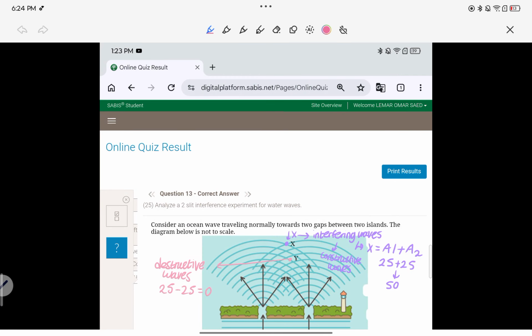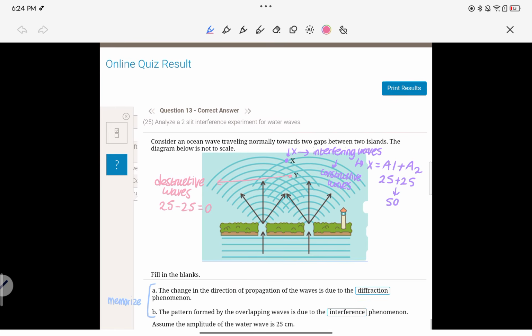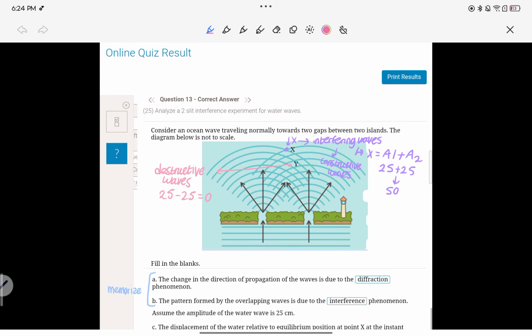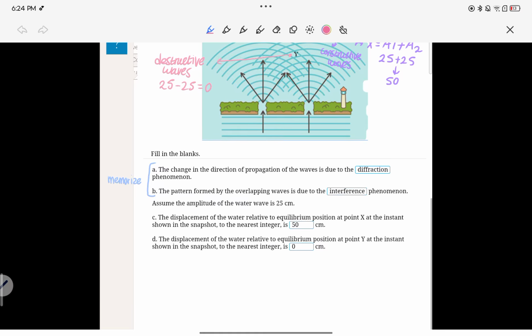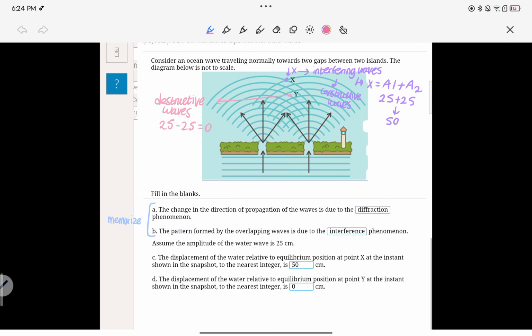Question number 13. We have something called crest and trough. I didn't really read into it yet, but you have to know if it's like here, then destructive and then constructive. Constructive means added. They said from X at the instant, snapshot. Okay, snapshot.